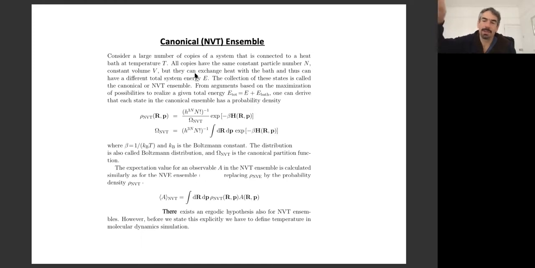And so if you look then at all these members of this ensemble, you can actually derive, using a maximization principle for the realization of a given state, that the probability that the system is in a state with total energy H, as I call it here, is given by the Boltzmann distribution e to the minus beta H.